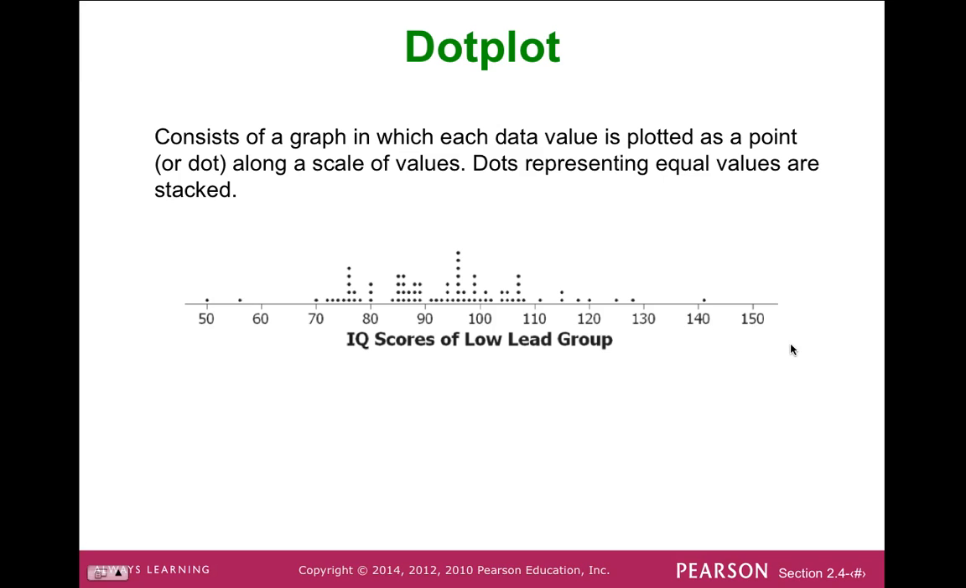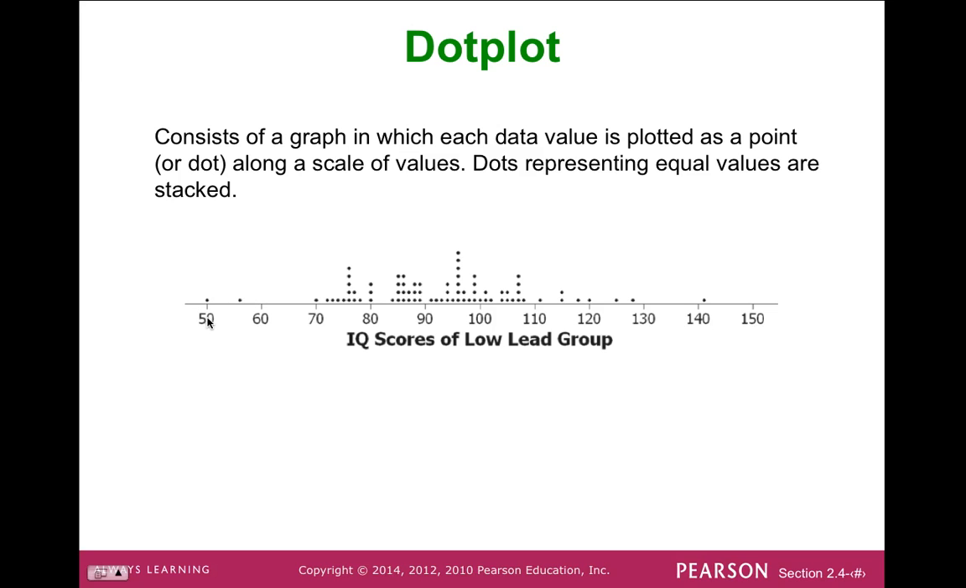Okay, another type of graph is called a dot plot. A dot plot consists of a graph in which each data value is plotted as a point along a scale of values, and the dots representing equal values are stacked. So for instance, this is going back to our IQ score grouping.